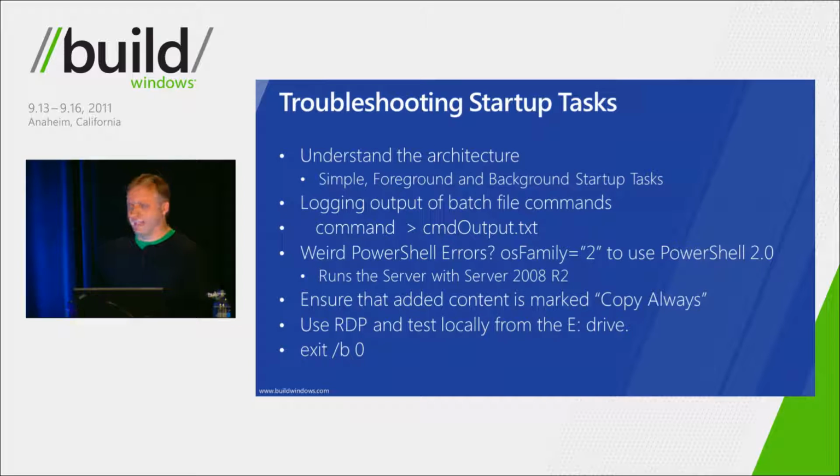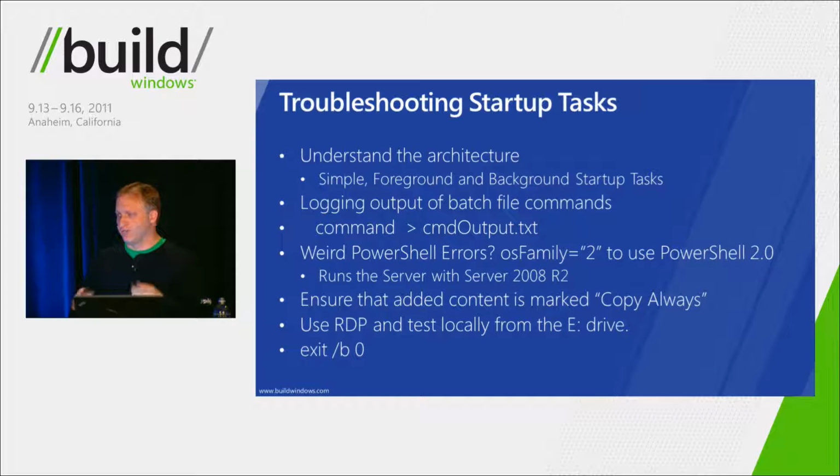Other methods, if you have batch files that you're using in startup tasks, make sure you log the output. That way, if it fails, you can just RDP out to the instance and look and see what the actual output of your command was. If you're like me and you use PowerShell for deploying startup tasks, every now and then you'll use some fancy PowerShell feature that's not supported in the 1.0 release, and you'll get really weird errors. It'll show the $ is not supported or something like that. Usually the answer to that is bump up osFamily equals 2 in your configuration, and it'll move the role instance to be in Server 2008 R2, which uses PowerShell 2.0.